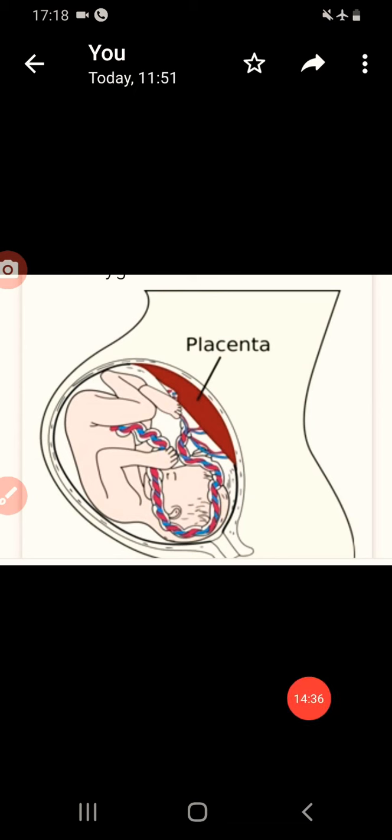So that's all about the female reproductive system and the different sexual cycles which are present in females.